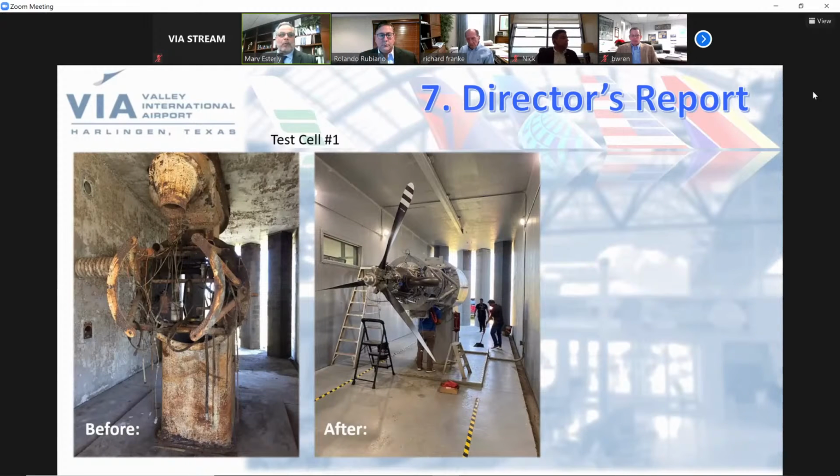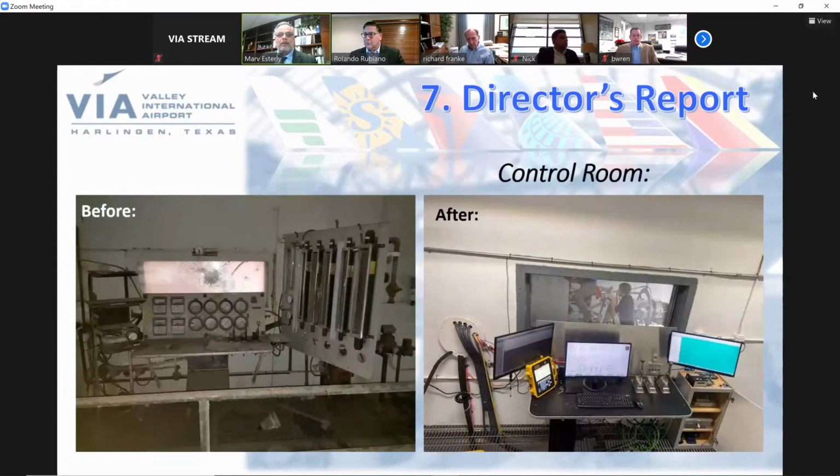You can see where we were before there. That's the old facility that I think a lot of people in the past said we just need to tear down and get rid of. Well, there it is on the right now with an engine in it. It looks great, and we'll continue to make improvements to it over time as we start generating revenue.